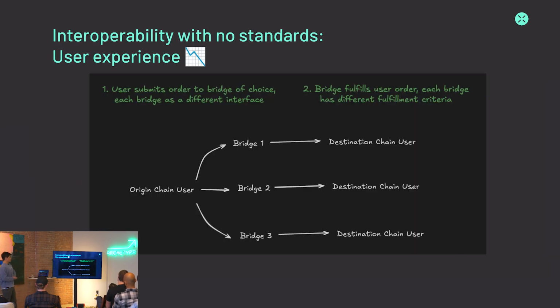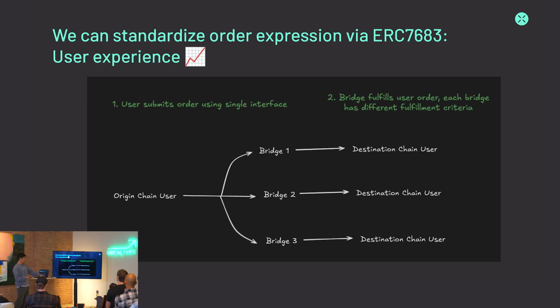The current state of the situation today is that a user wants to send a message to some destination chain. They need to know how to use the specific bridge they want to talk to. So a common interface is simply making sure that the user is speaking with a single interface, and then it somehow routes to the correct bridge that they need to get to.